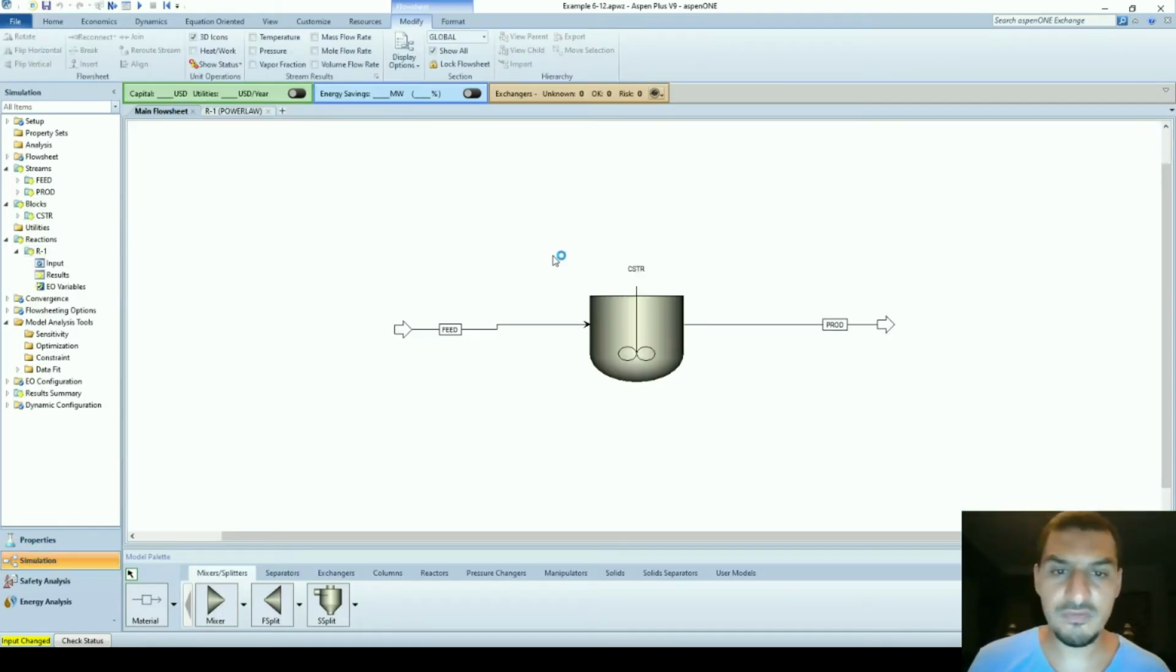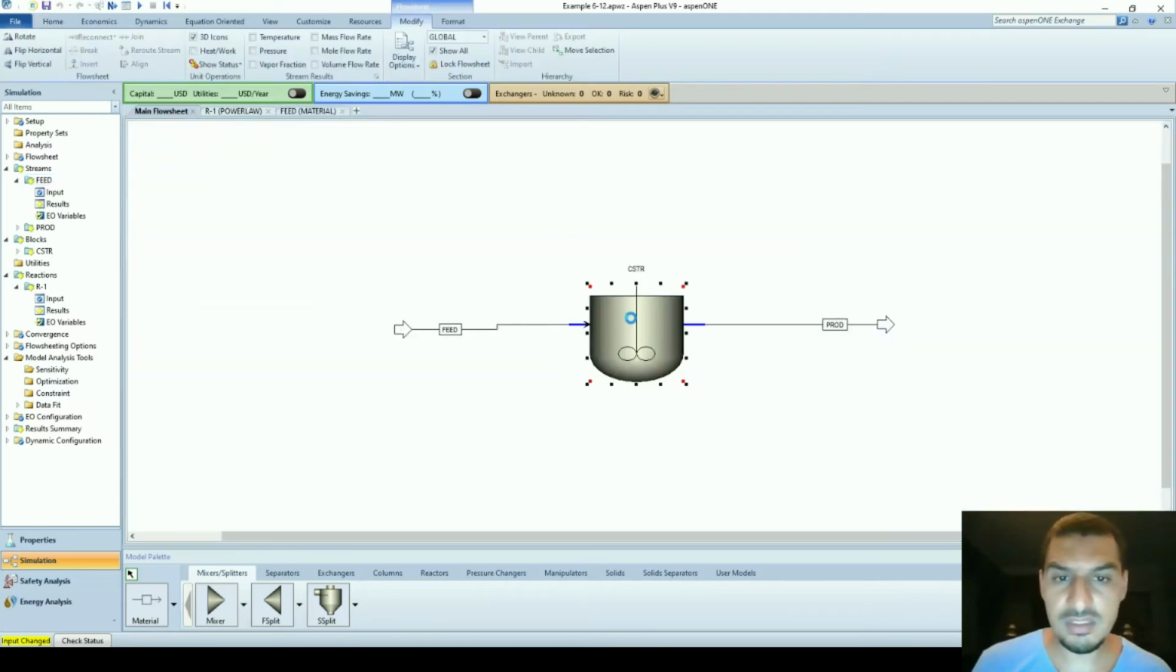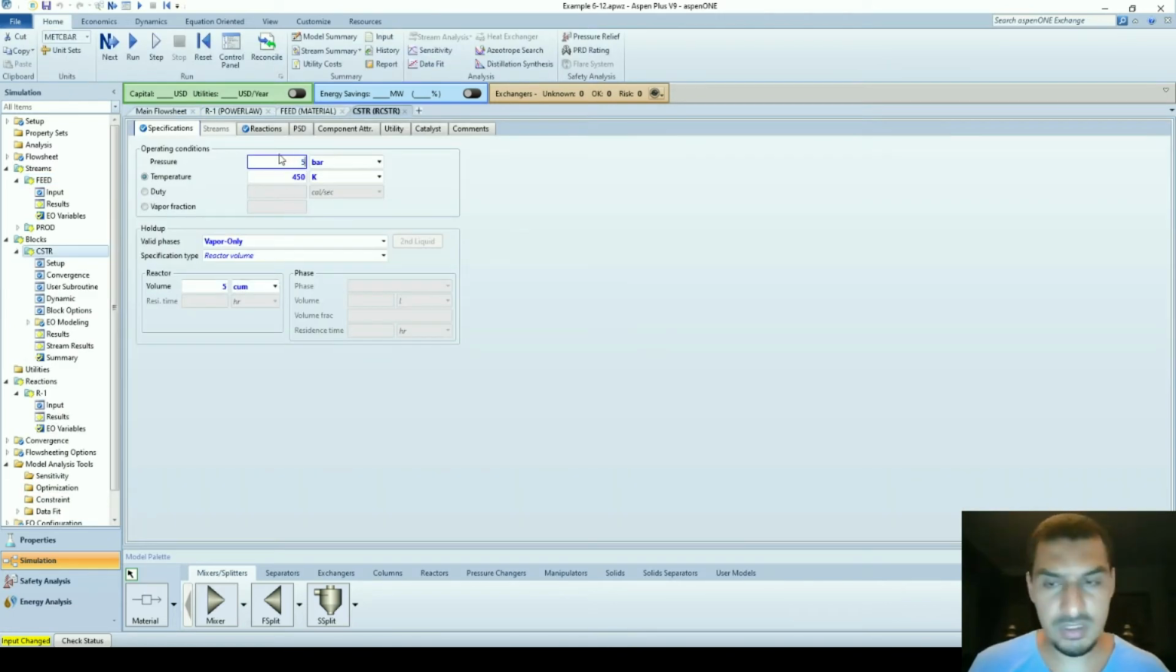So for the simulation environment, as I mentioned, I have here the CSTR, the feed. I think I changed something, so it should be 500 Kelvin and 50 bars. And the flow rate is 33, 33, 33 for carbon monoxide, hydrogen, and carbon dioxide. Regarding the CSTR, the pressure is going to be 50 bar, the temperature 500 Kelvin. It's vapor only. The volume is 5 meter cubed. Again, this is kind of very simple thing.